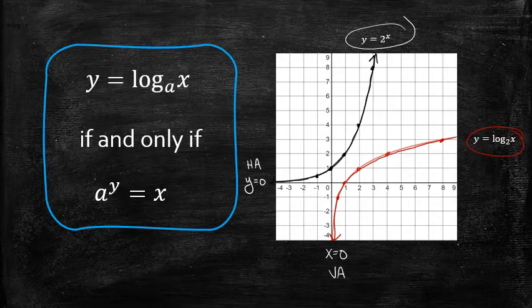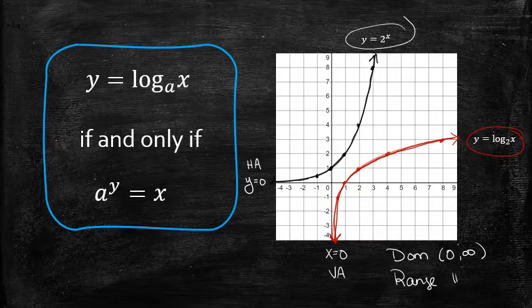Based on the graph of our logarithmic function, we can see that we can only plug in positive values for x. So the domain is from 0 to infinity, and the range is all real numbers. This should make sense because the domain of our exponential function is all real numbers, but the range is only from 0 to infinity. And we know that the domain and range of functions and their inverses are switched.